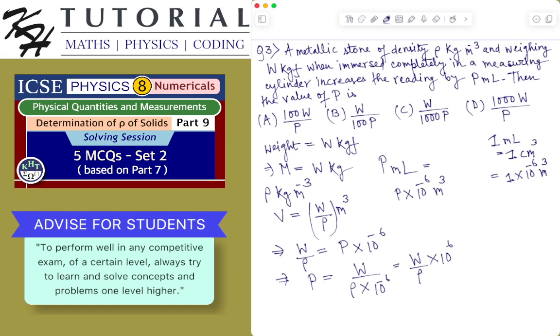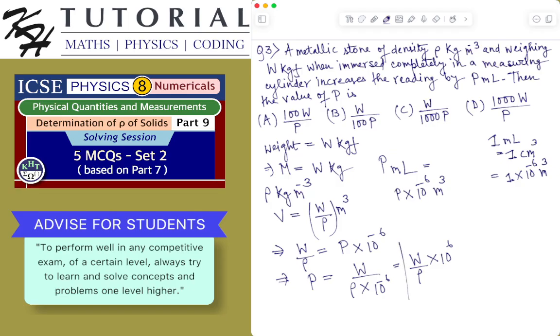PmL is equal to P centimeter cube. Now 1 centimeter cube is equal to 10 to the power minus 6 meter cube. So PmL should be equal to P multiplied by 10 to the power minus 6 meter cube. So W by rho should be equal to P multiplied by 10 to the power minus 6, which means that capital P is equal to W by rho multiplied by 10 to the power 6.